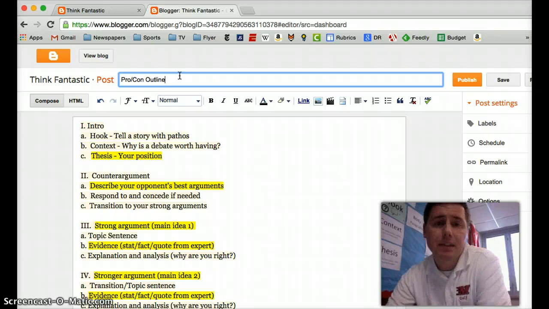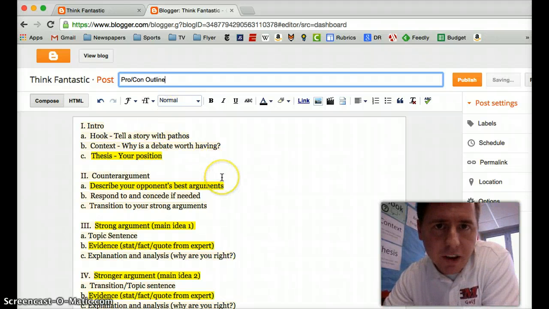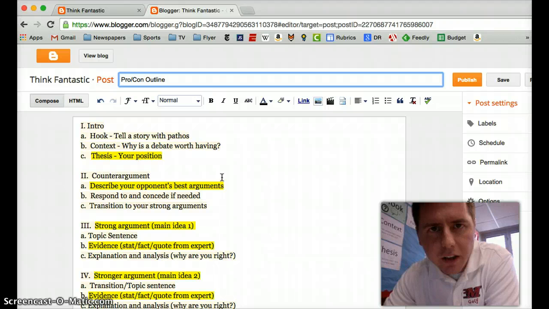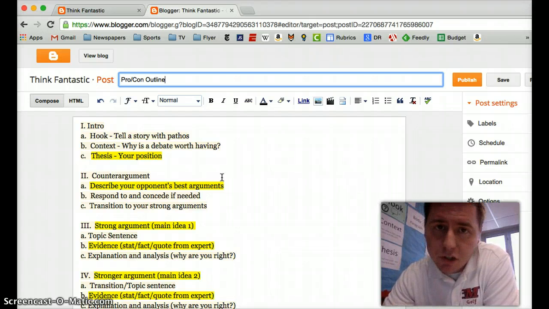Okay, and this post is going to provide you with a strong outline so that later on this week when we start actually drafting out our Pro-Con article, you will be able to follow this outline and know exactly where you're headed. Make sure that your organization is nice and strong.